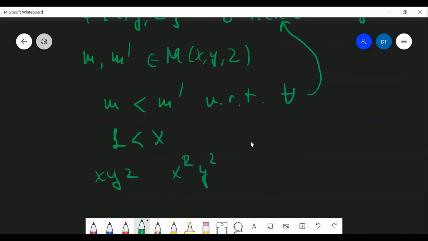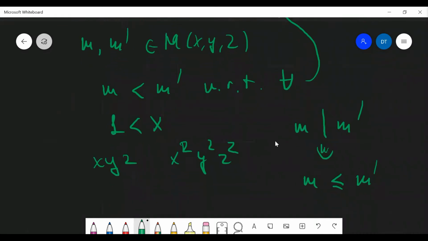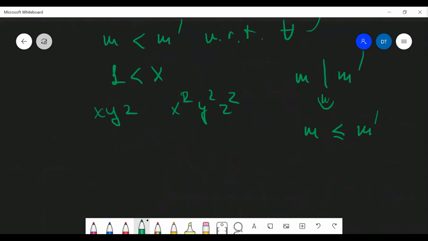Yeah, exactly. So what you're saying is that you should take m and m prime like this. So m must divide m prime. In this case, m will be not higher than m prime. And if they're distinct, then m will be strictly smaller than m prime. So can it be xyz and xyz square?